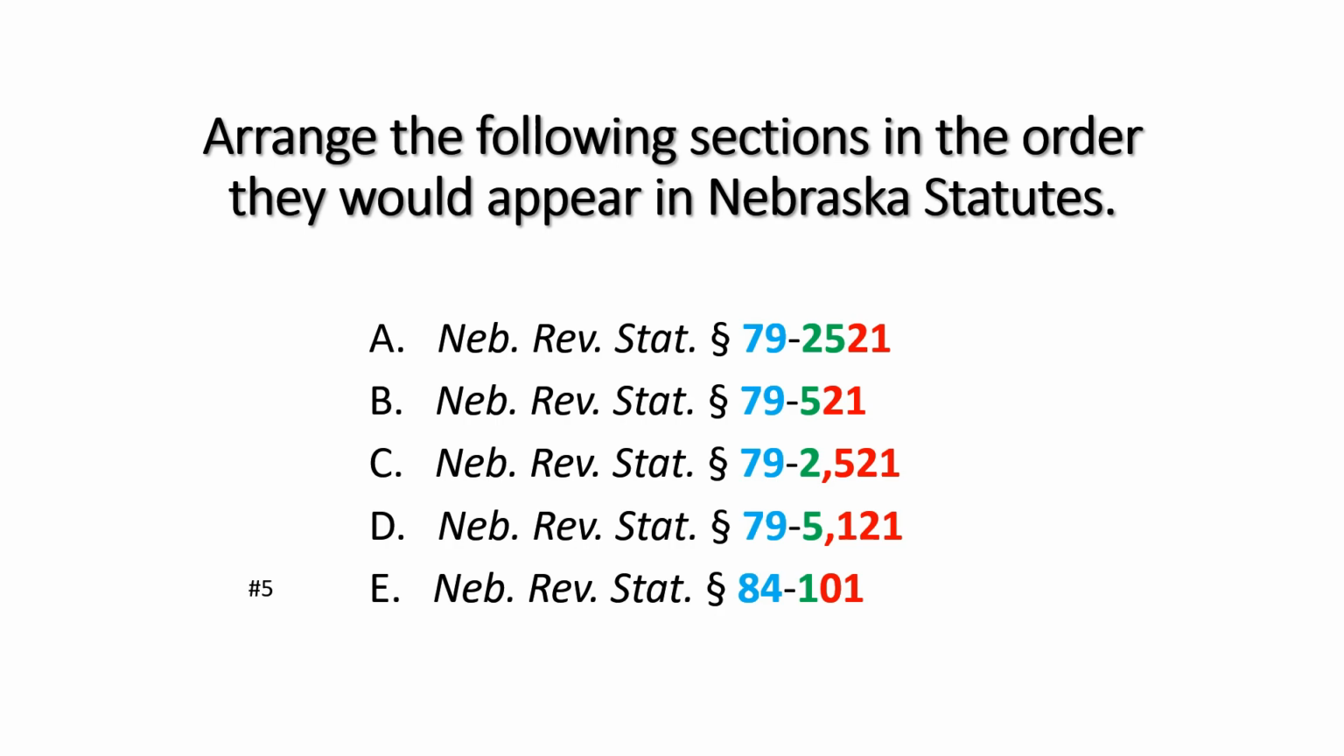We've already determined that the last one on the list will be E, so we will still have to look at A, B, C, and D. We see that C is in Article 2. That's the lowest article number, so it will be the first one on the list. So let's mark it number 1. Next we have B and D, which are both in Article 5. Since B is in Section 21 and D is in Section 121, B will be number 2 on the list, followed by D as number 3. Finally, we have A, which is in Article 25, so it falls in the number 4 position on the list. So once again, the correct order is C, B, D, A, E.